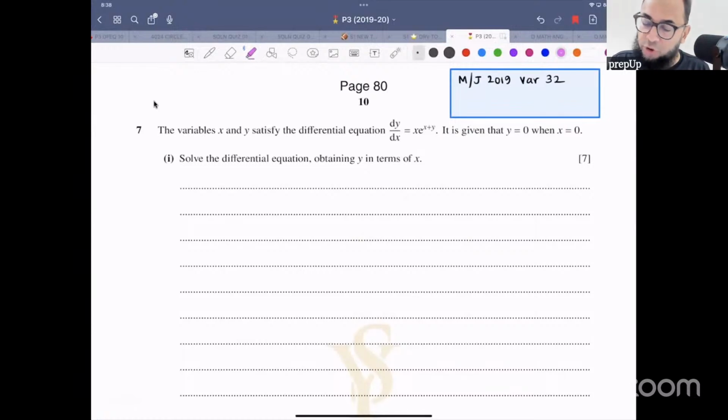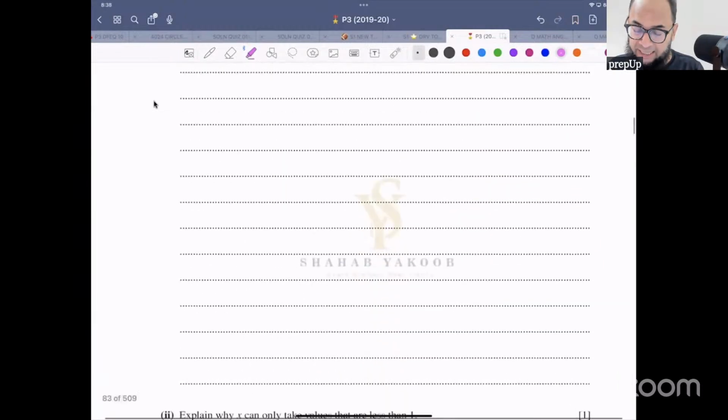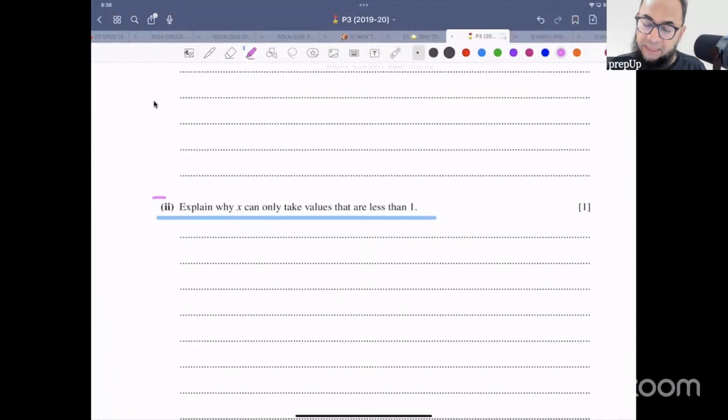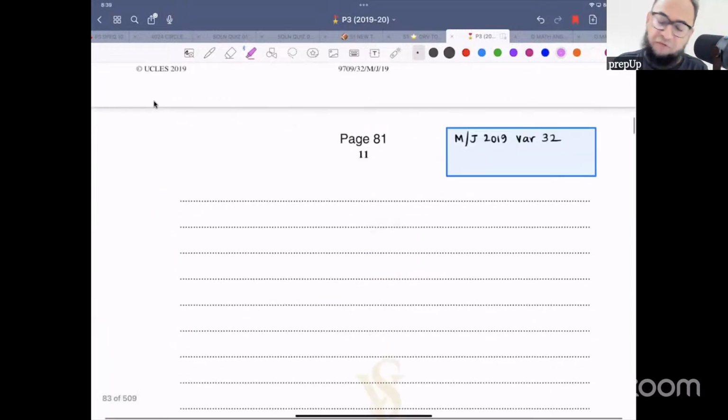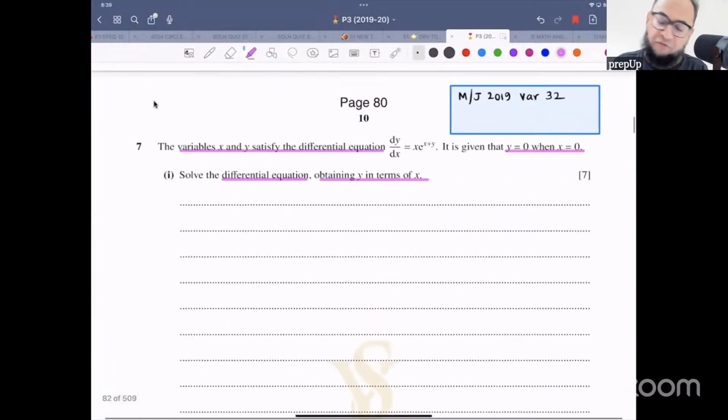Now the question says the variables x and y satisfy the differential equation. That's given over here. It is given that y is 0 when x is 0. Solve the differential equation. There is this first part and there is also a second part: obtaining y in terms of x, and then at the end, explain why x can only take values that are less than 1. That's a very, very good question. Only for 1 mark, but it's definitely worth it.